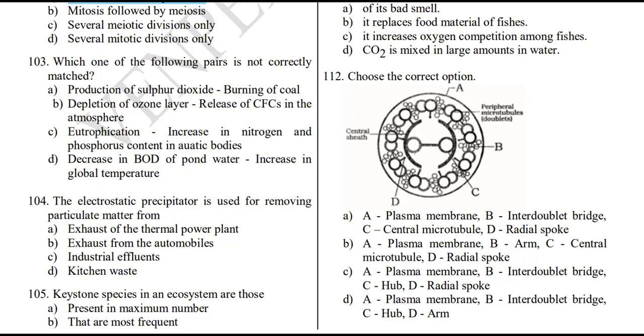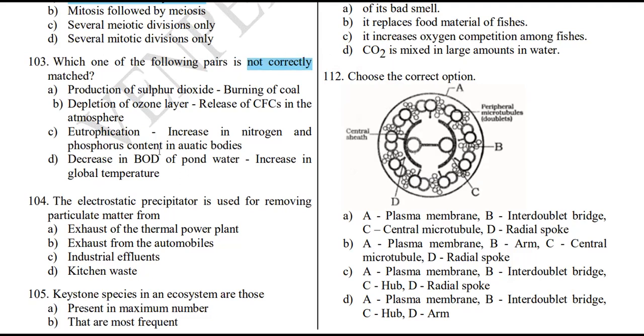And eutrophication, what exactly happens? It happens in an aquatic body. There is a larger amount of nutrients like nitrogen as well as phosphorus. This is also a correct statement. But what's the question given here? Which one of the following pairs is not correctly matched? That's going to be an important one.